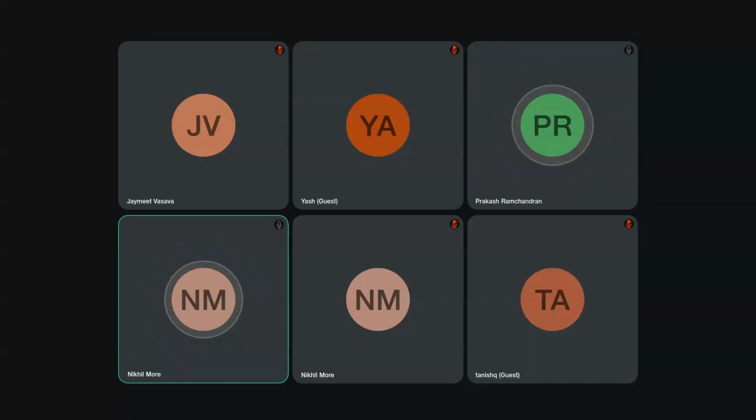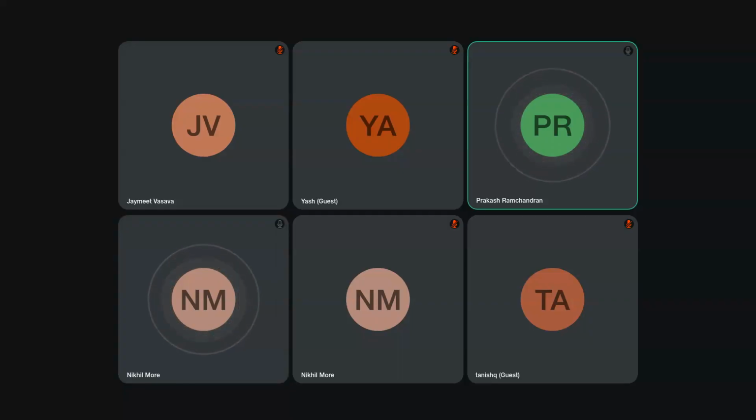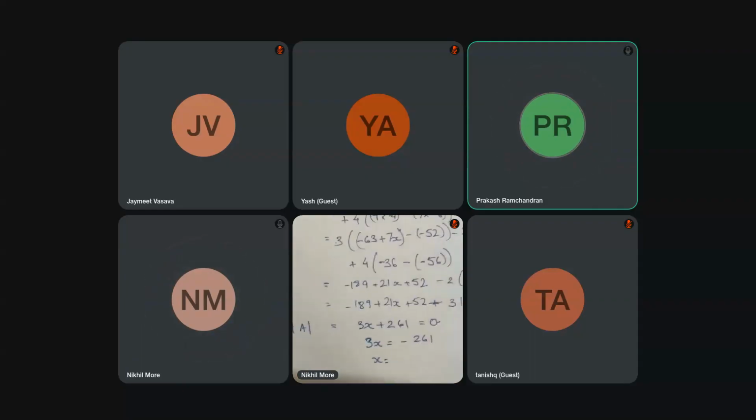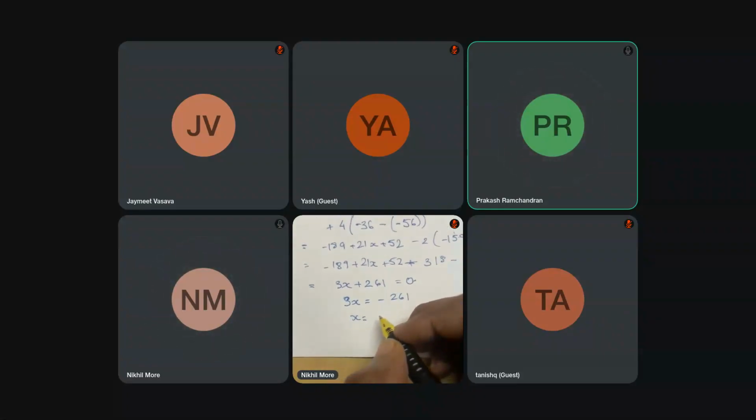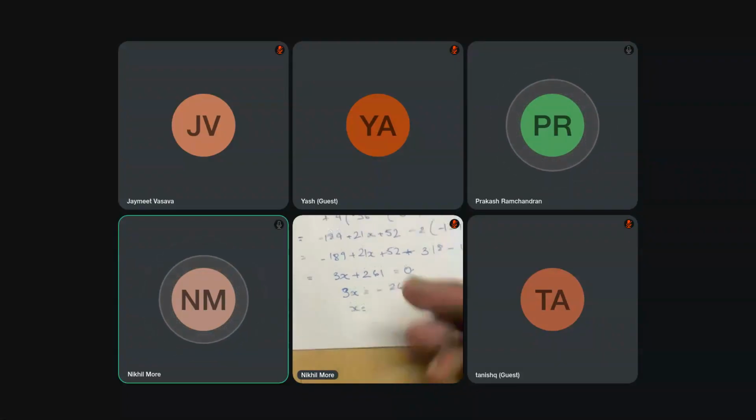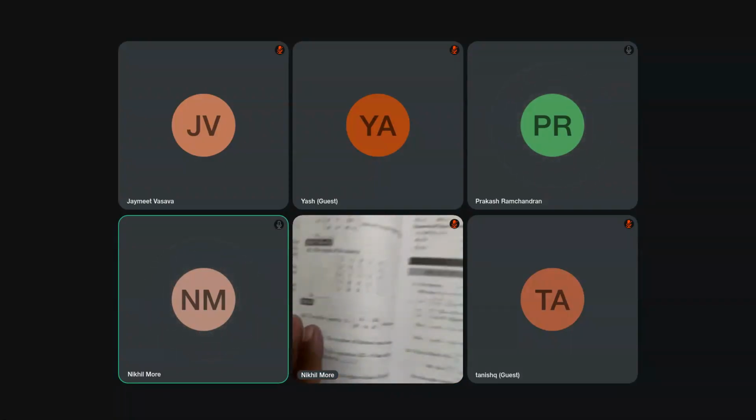Because of A, they have indirectly told us that it's 0, that the eigenvalue was 0. What are the options they had? This is a numerical type. Okay, so we'll just solve it. 3x minus 261. Are they talking about the answer being a real number, or unique or non-unique? Nothing, it's just a simple thing.